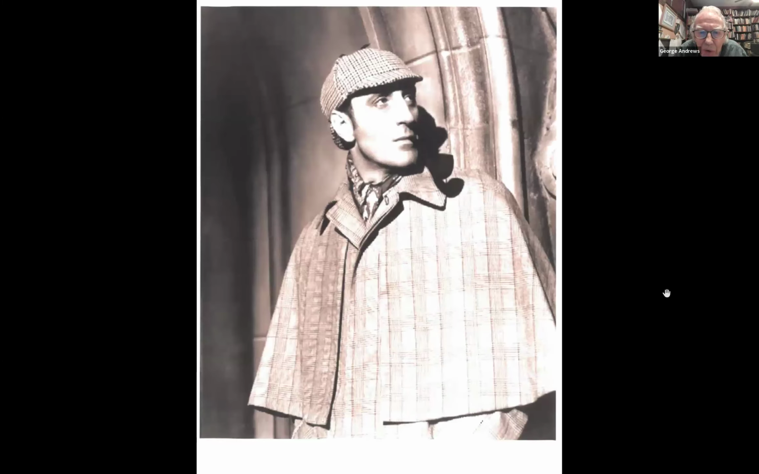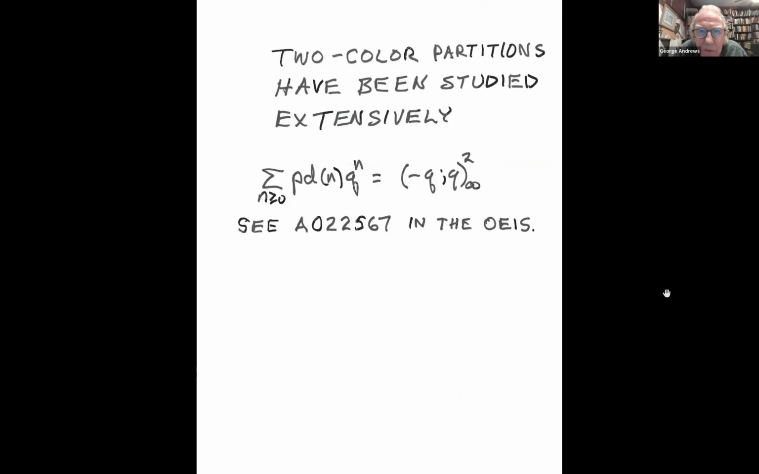So, of course, a good mystery starts with, this is neither a picture of me nor El-Bahrawi, but Basil Rathbone as Sherlock Holmes. So the mystery will develop slowly as the talk develops.